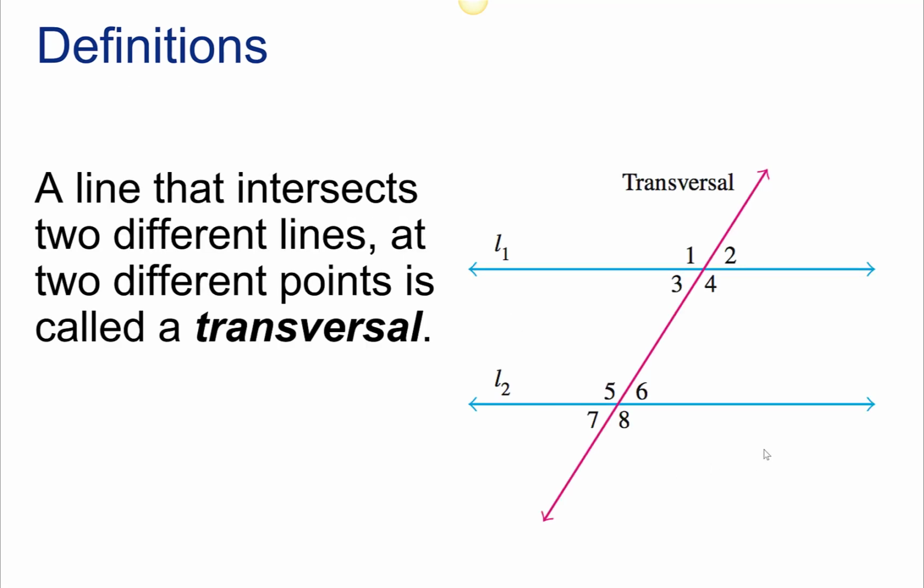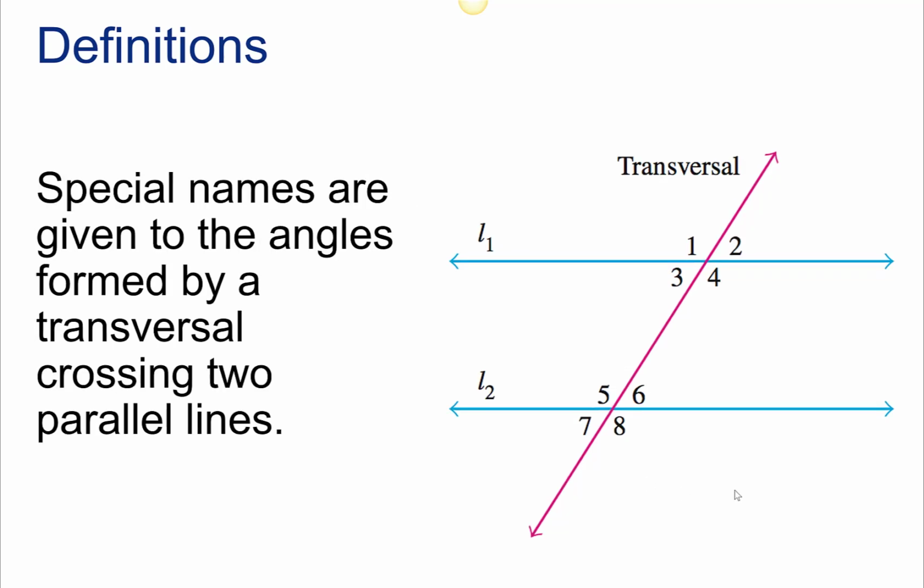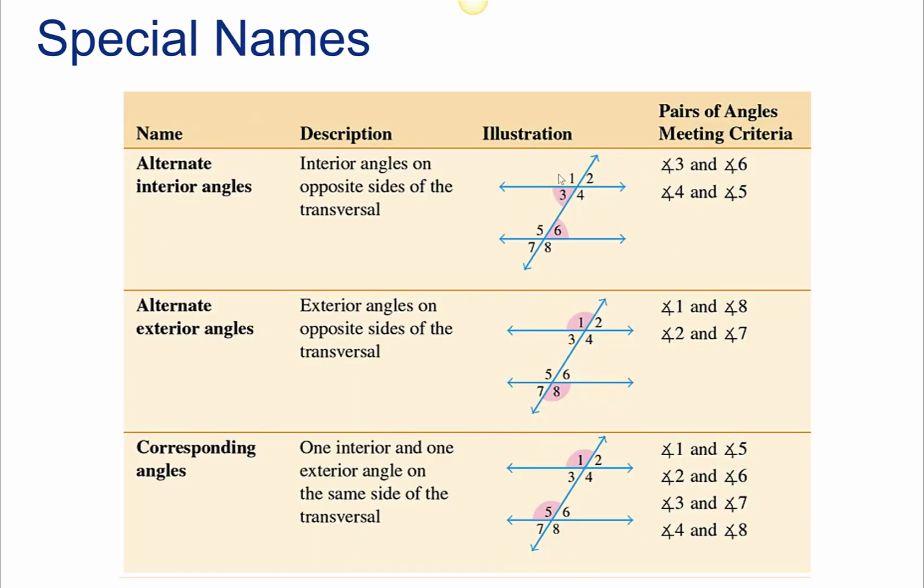A line that intersects two different lines at two different points is called a transversal. And line 1 and line 2 are generally going to be parallel lines. Special names are given to the angles that are formed by a transversal. So if we look here at the figure, interior angles on the opposite side are called alternate interior angles.